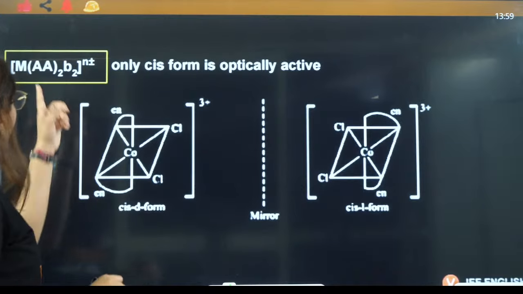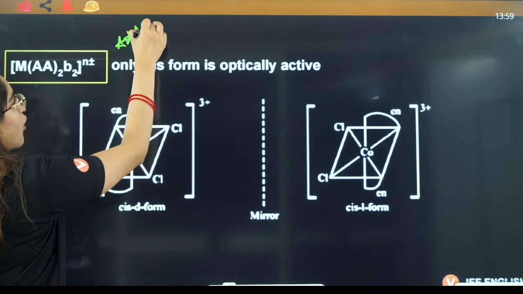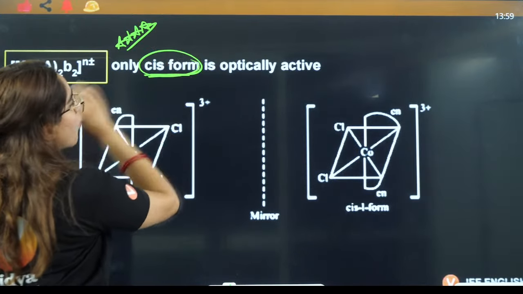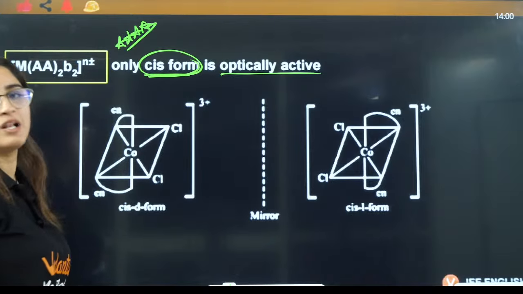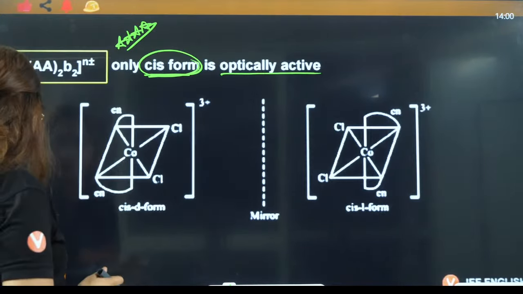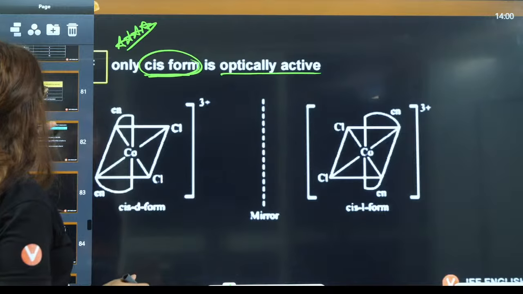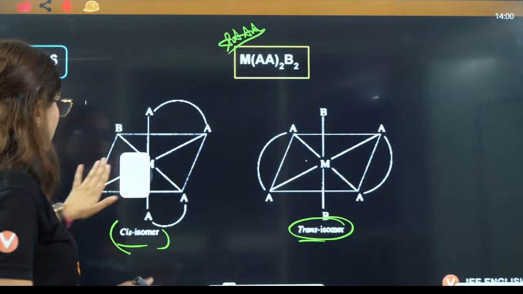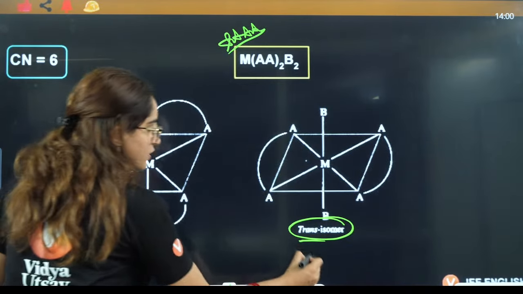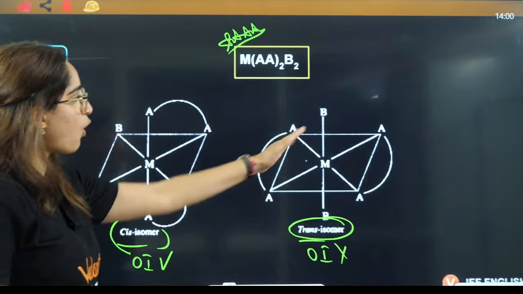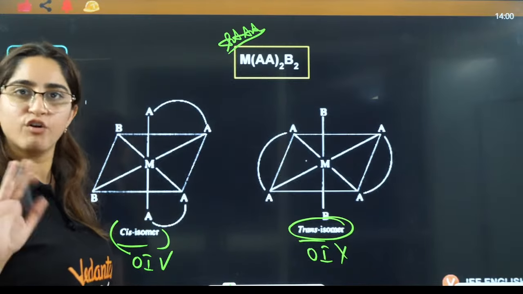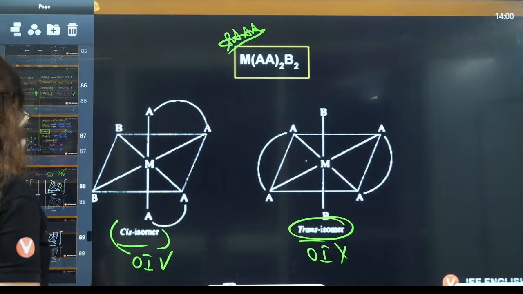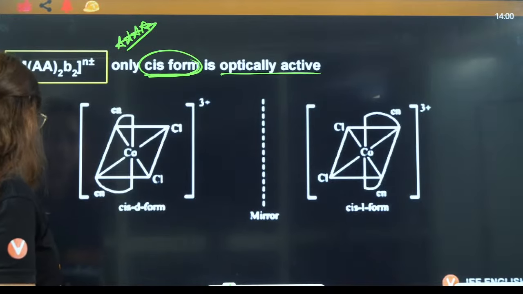Next is AA2B2. This very, very important. It has cis and trans both. Okay. But only cis will show optical activity. Trans will not show. Trans will always have a plane of symmetry. If you see trans here, here you have trans as well, right? This one shows optical activity. This will not show optical isomers because there will always be a plane of symmetry present here, right? So this becomes very, very important. This also they ask you so many times.